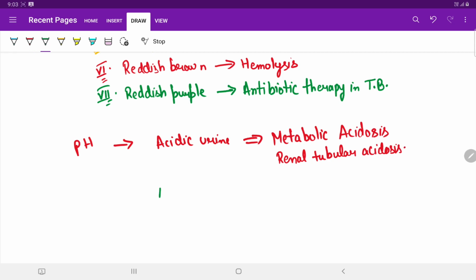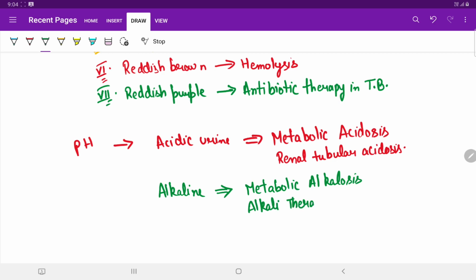Secondly, if the urine is alkaline, it may be an indicative parameter for metabolic alkalosis, or if a patient is under any alkali therapy. So the urine pH becomes alkaline.